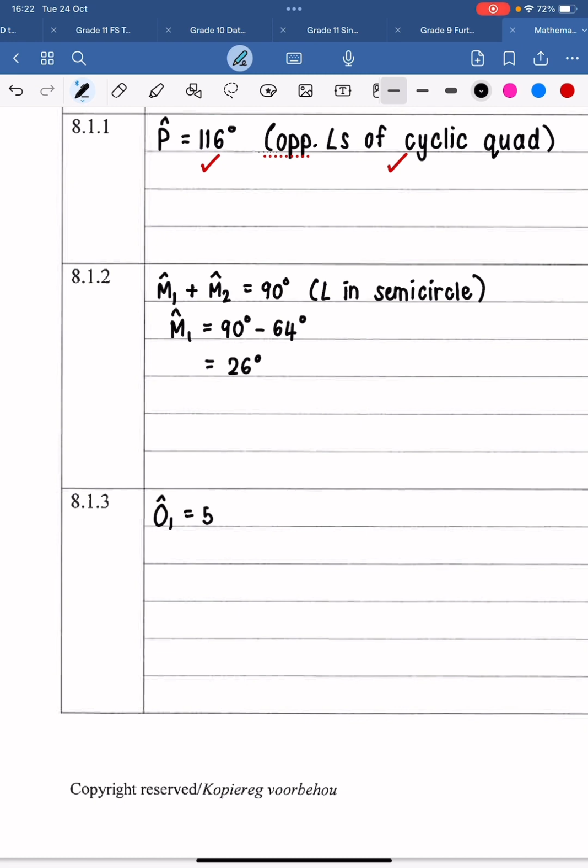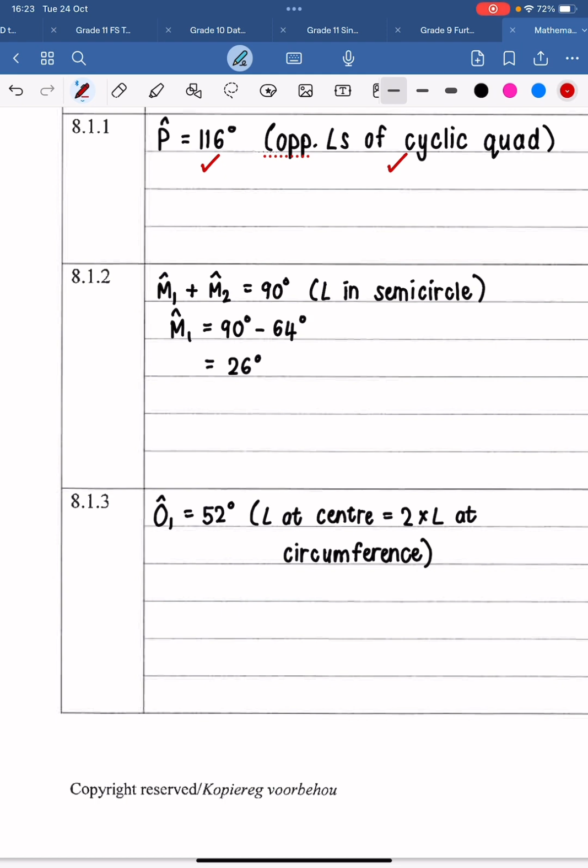O1 equals 52 degrees, angle at center equals 2 times angle at circumference. You do unfortunately have to write that whole reason down. I know it's a bit of a mission, but there you go. That is what you're going to get your mark for.